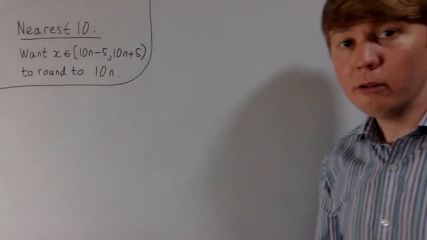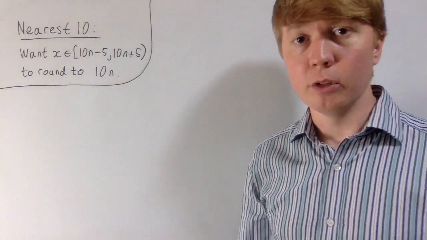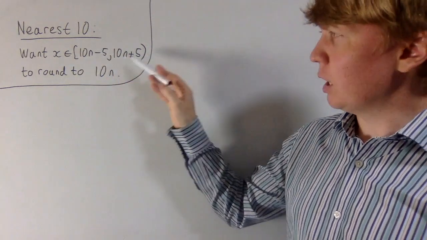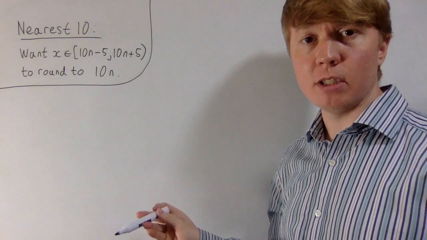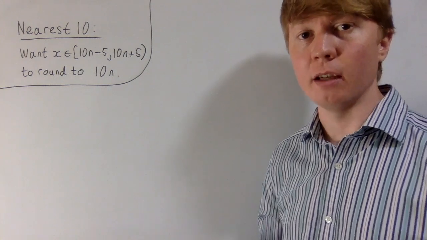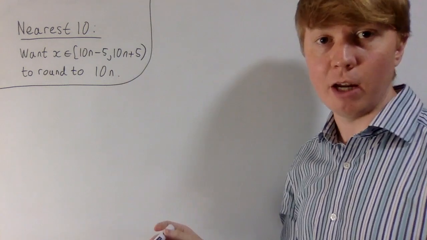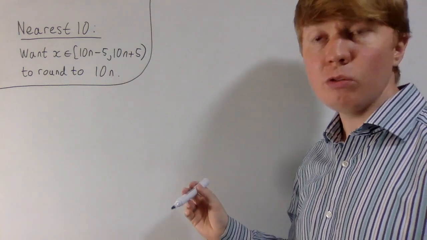So now let's have a look at how to round to the nearest 10 using the floor function. So we want x, which is between 10n minus 5 and 10n plus 5, to round to 10n if we're rounding to the nearest 10. For example, you want numbers between 75 and 85 to round to 80. So how do we use the floor function here?